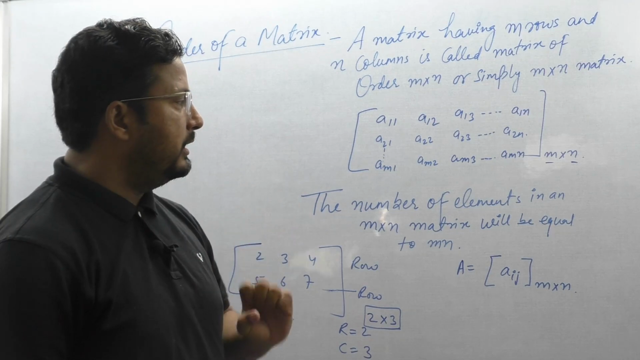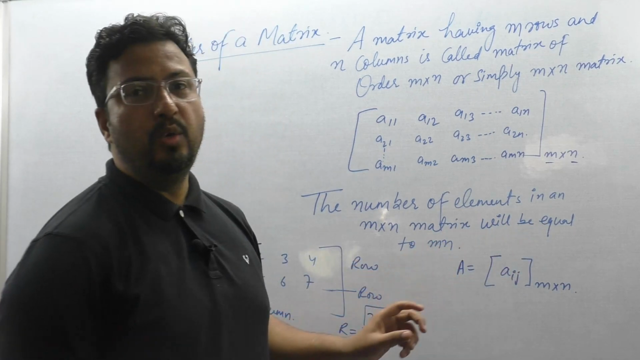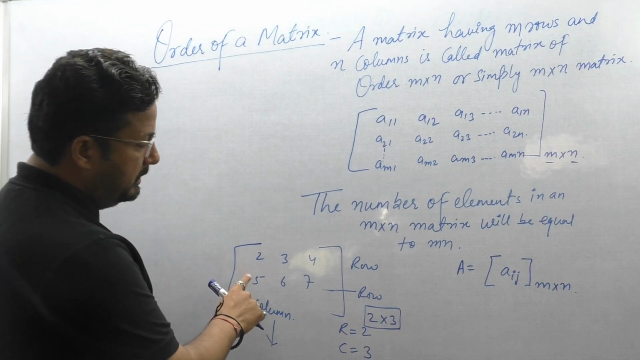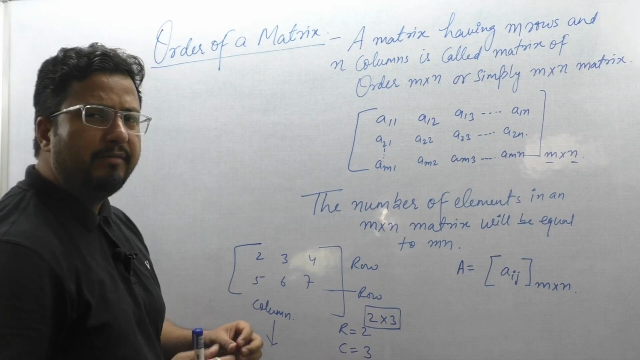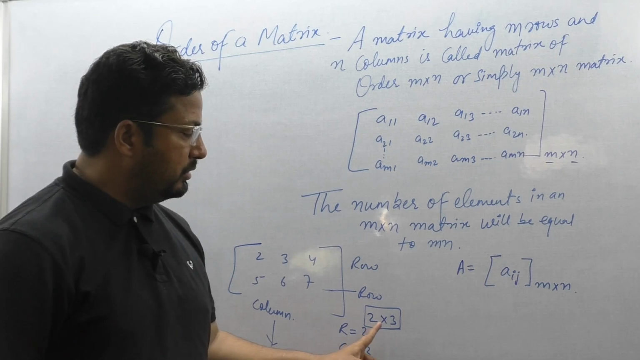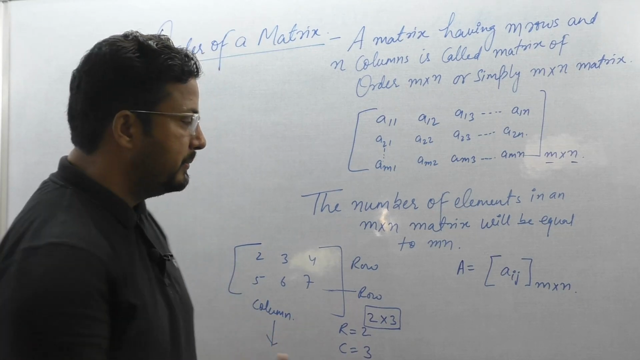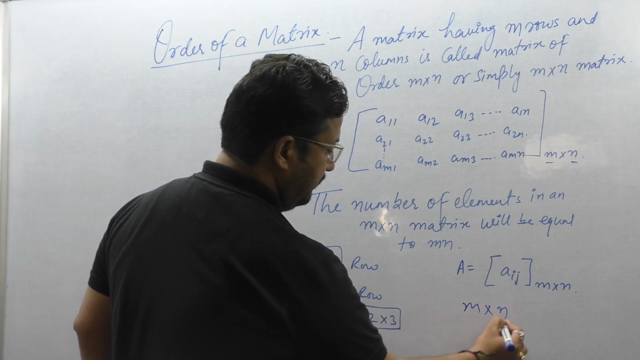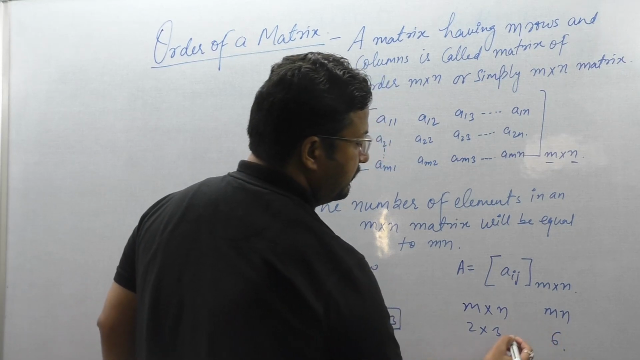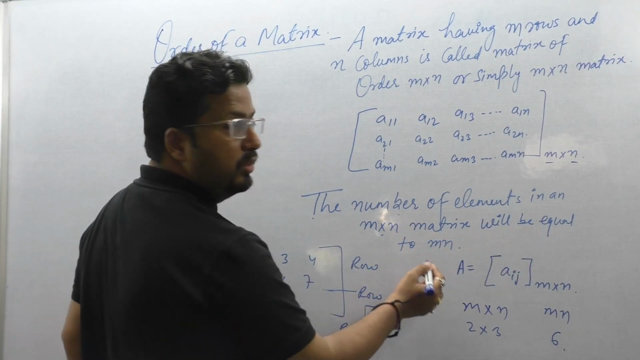Now the important thing you have to understand: the number of elements in an m by n matrix will be equal to m into n. For example, if you see how many elements there are, that can be easily found. If we know the order of the matrix, we can multiply and get the number. Here the order is 2 by 3. If you multiply it, you get 6. So the number of elements in an m by n matrix is equal to mn.